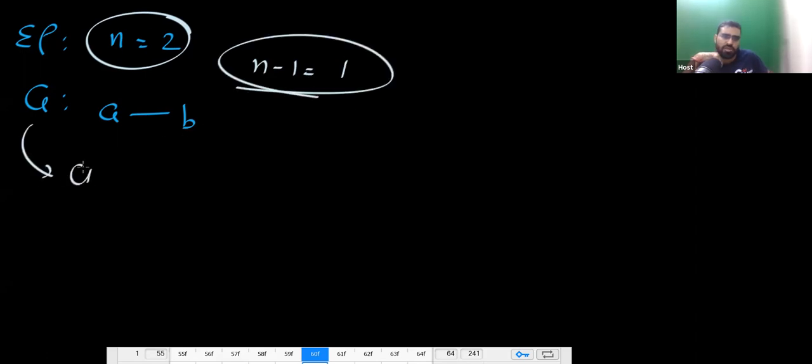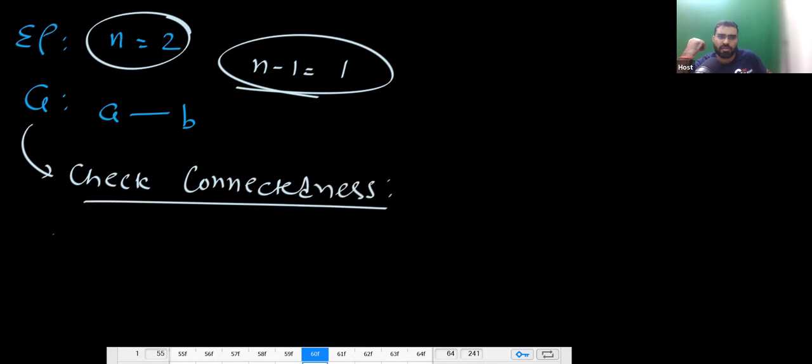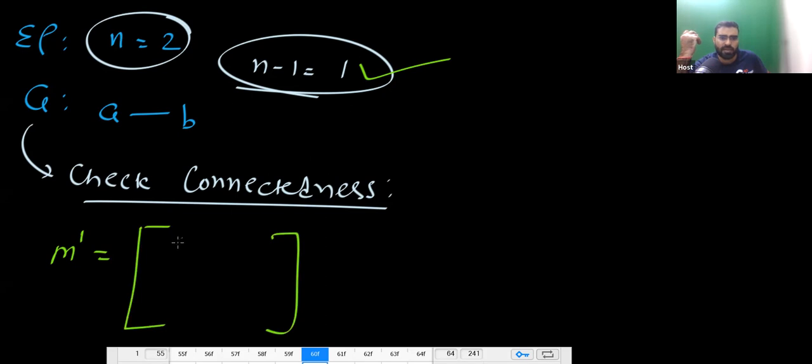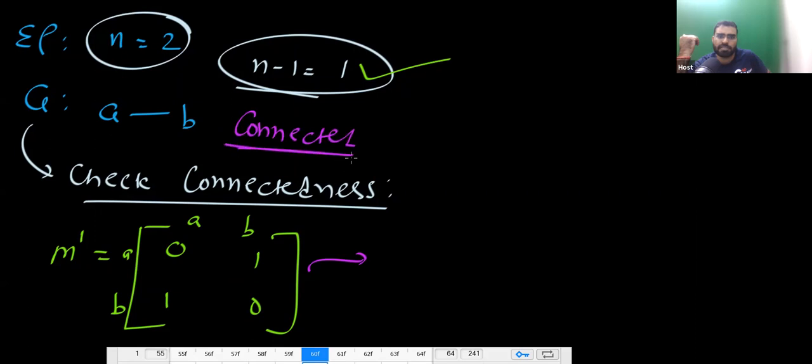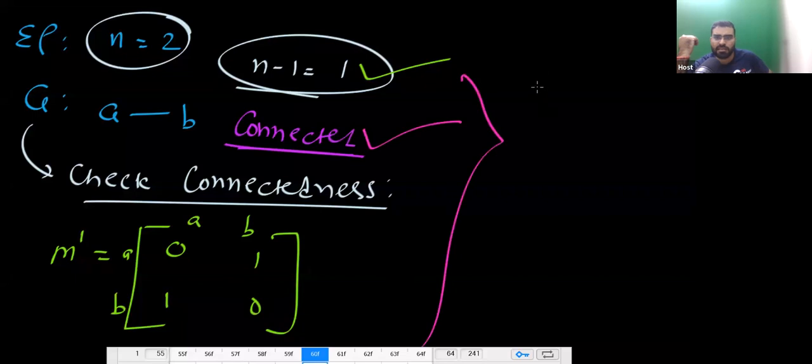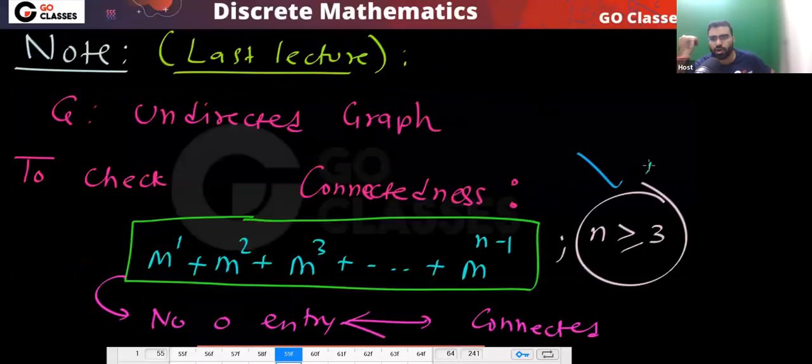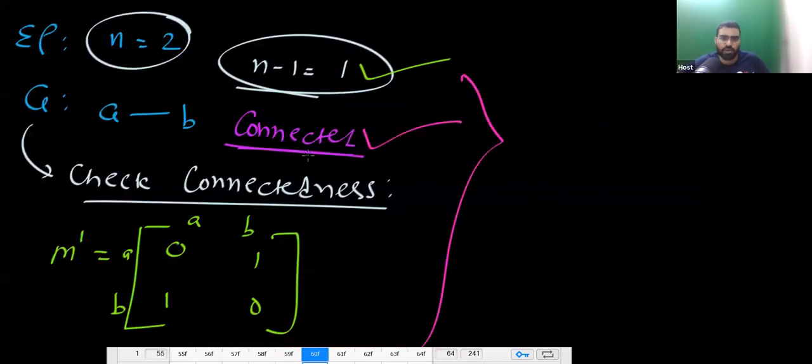So for this graph, how will you check connectedness? You will find M power 1 only, because n minus 1 is 1. But you can notice that in M power 1, the entries will be 0, 1, 1, 0. This graph is connected, but still you have 0 entries. Are you getting my point? The graph is connected, still there are 0 entries. So this will not work when n equals 2. This will work from n greater than or equal to 3.